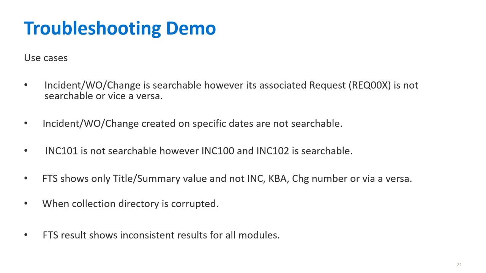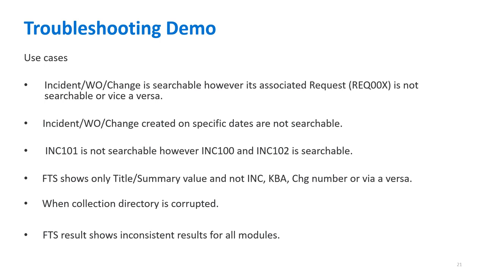Now let's try to understand different use cases. We have already seen the common problems, but let's dig down into more use cases where we have to decide whether FTS full indexing is needed or performing a full index at the form level will help. In the first use case, sometimes we get a ticket mentioning my incident, my work order, my change is searchable. However, its associated request is not searchable, or vice versa. These are very common issues which we get.